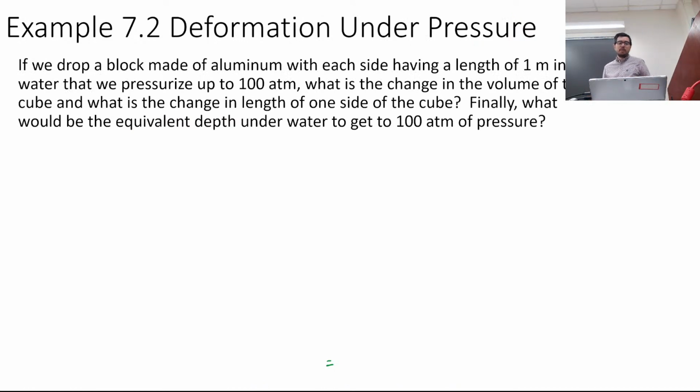Now, here's an example. We drop a block made of aluminum with each side having a length of 1 meter. That's a pretty big block. And we pressurize it up to 100 atmospheres.